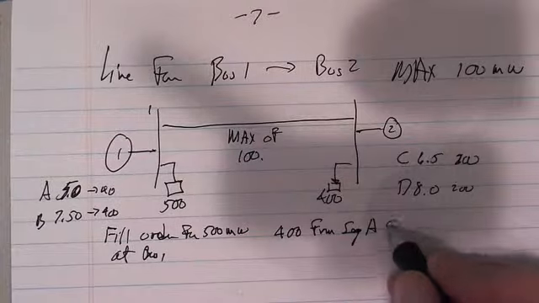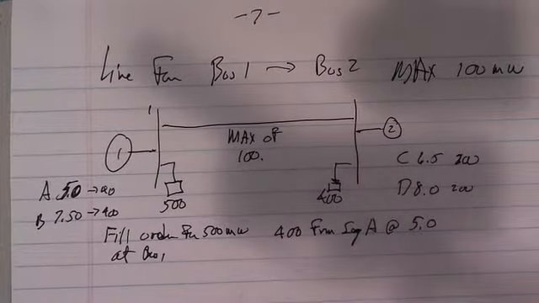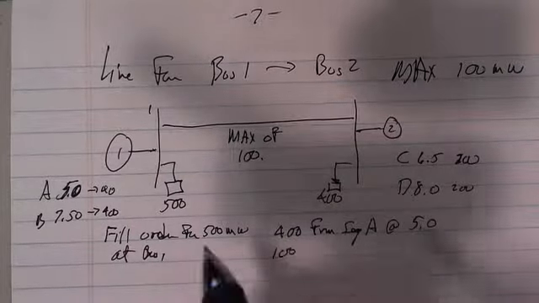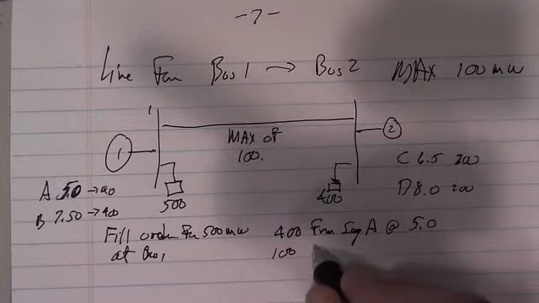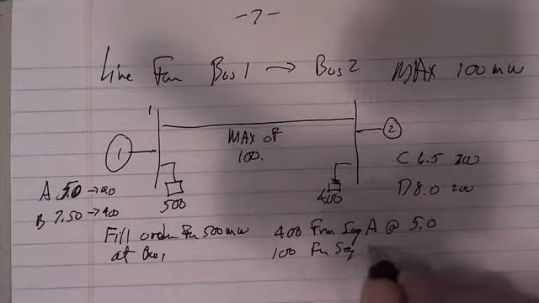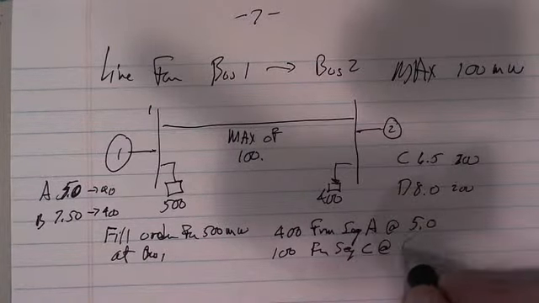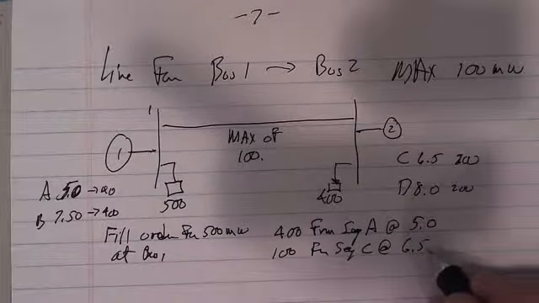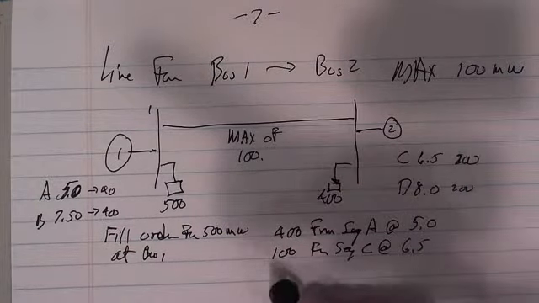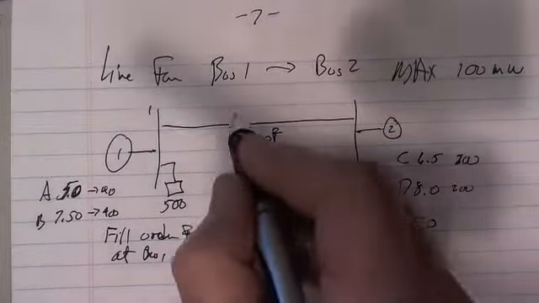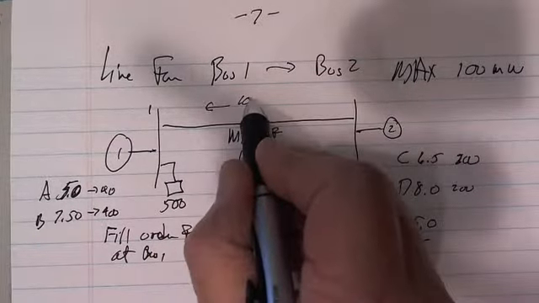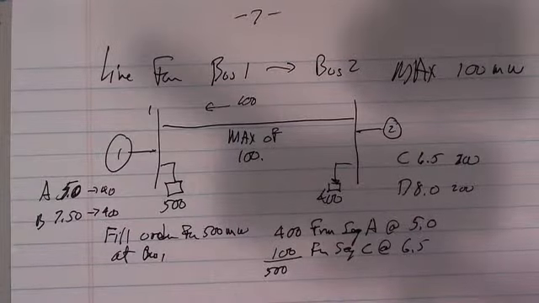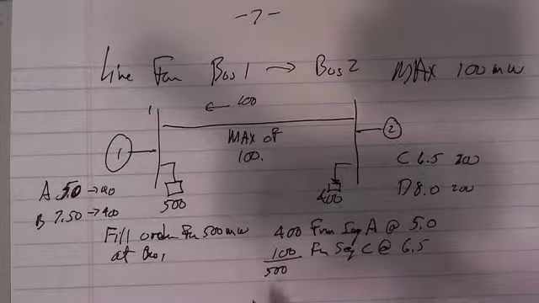So that's at 5.0. And then I'm going to buy 100. The next cheapest is over here on C from segment C at 6.5, which is from bus 2, and I'm done. There's 500, and I've now got 100, and it's just sitting at its max. Okay, we're good. Let's go to the next one.